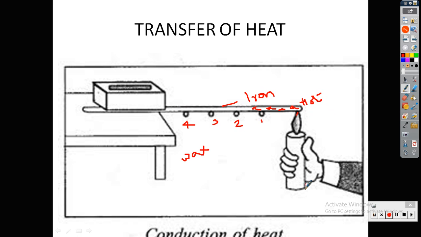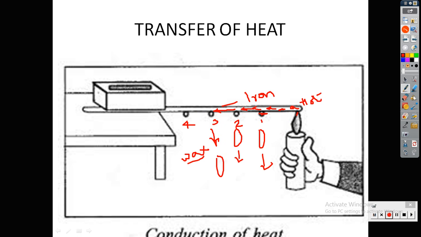After 1 or 2 minutes, this heat reaches here. This wax piece melts and falls down. After a certain time, when the heat travels and reaches this point, this wax piece also falls down. After some time, when the heat reaches here, this wax piece also falls down. Likewise, all the wax pieces will fall down.